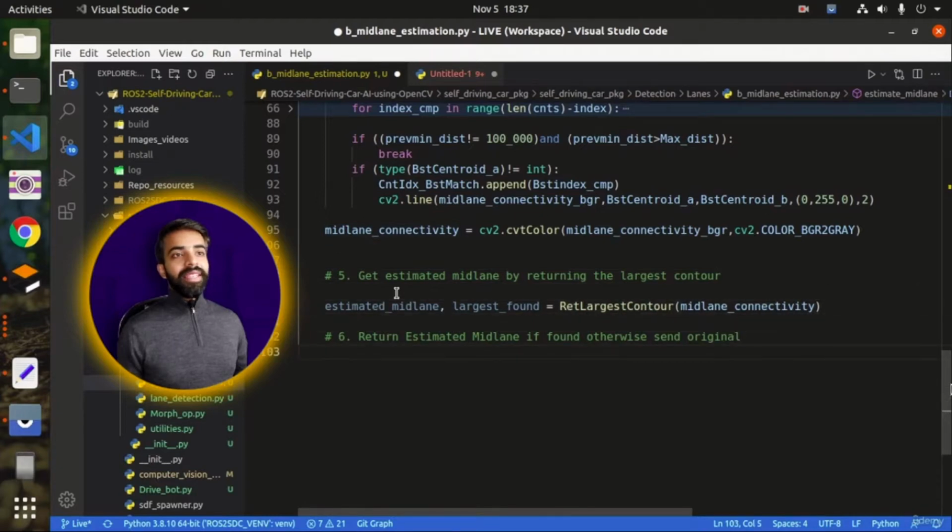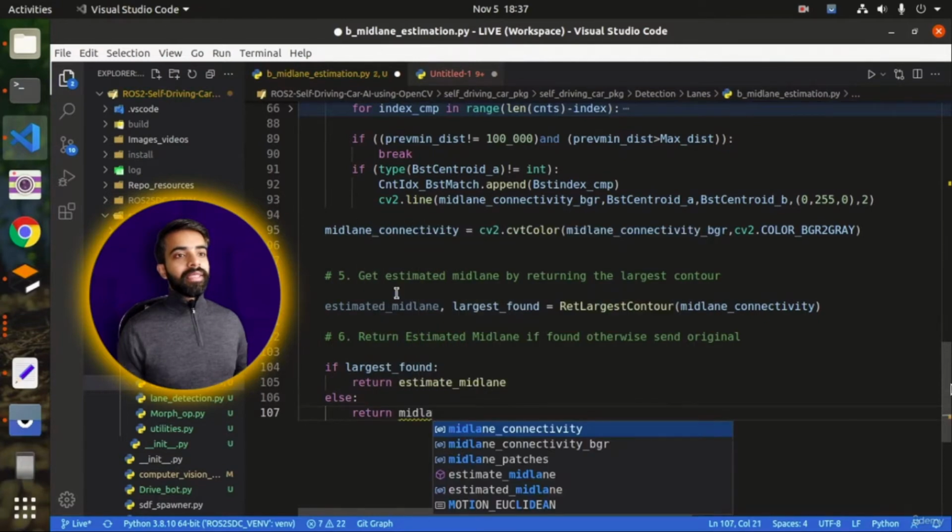Now the sixth step is simply to return the estimated mid-lane if it was found, otherwise return the original. So if the largest is found, all we need to do is return that estimated mid-lane, because we have found the estimated mid-lane trajectory. Otherwise, if we were unable to do so, we simply return the original mid-lane patches. That can be done by simply writing: if largest found, return estimated mid-lane, else simply return the mid-lane patches.